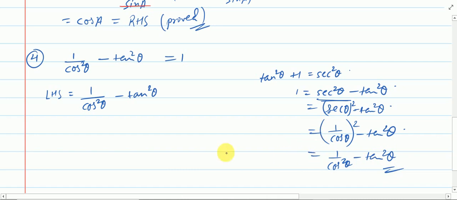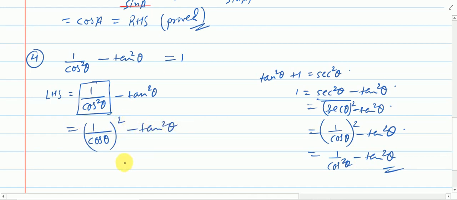So you can see that if I write this first term as sec square theta, then I'll get sec square theta minus tan square theta, that will be equal to 1. So here I can write 1 by cos theta whole square. But 1 by cos theta is what? Sec theta.